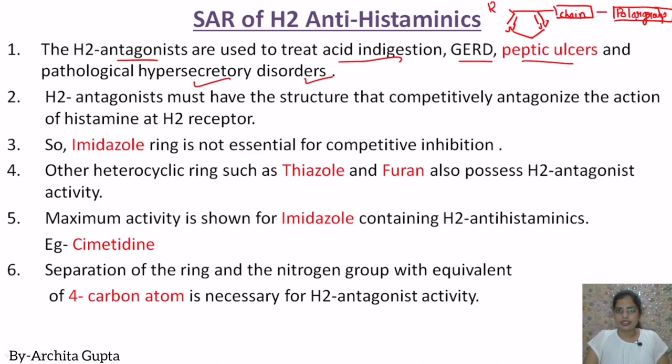Okay, so as I've told you, this H2 antagonist or H2 blocker competitively antagonizes the action of histamine at the H2 receptor. So it should have a structure which is similar to histamine. Iske jo structure honge wo histamine se milte julte hone chahiye, theek hai. So in order for it to antagonize the action of histamine at the H2 receptor.